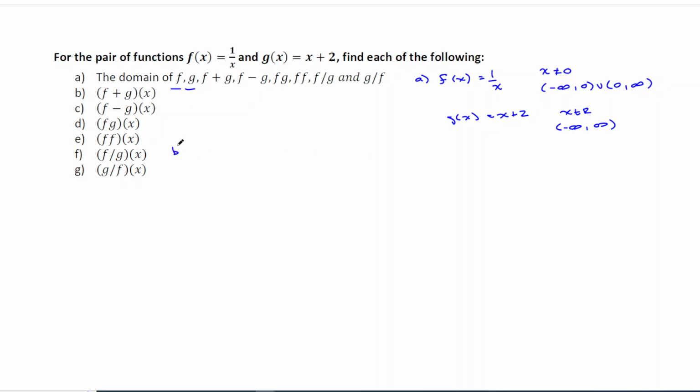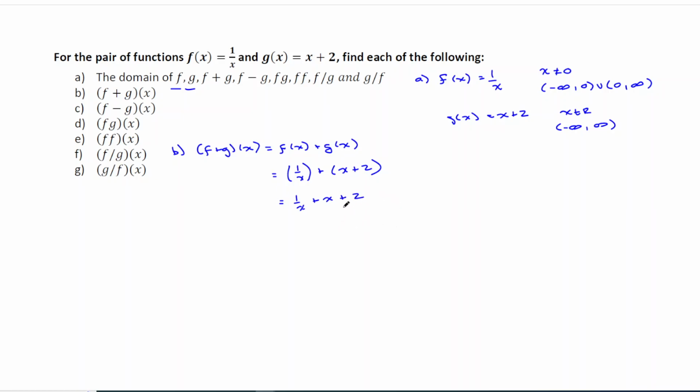So let's go on to B. In B, they want you to do f plus g of x. Now what they're asking you to do here is to take the f of x function and add the g of x function. So I'm going to substitute in for f of x, 1 over x, and I'm going to substitute in for g of x, x plus 2. Now I always substitute in brackets in case there's anything I need to do. This one, because it's adding, I can just remove the brackets and say that it's 1 over x plus 2.